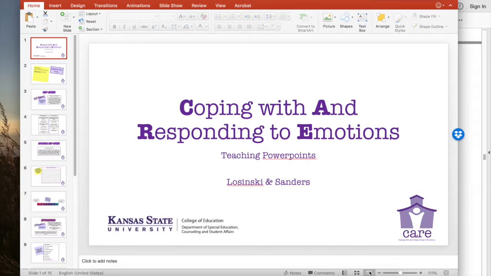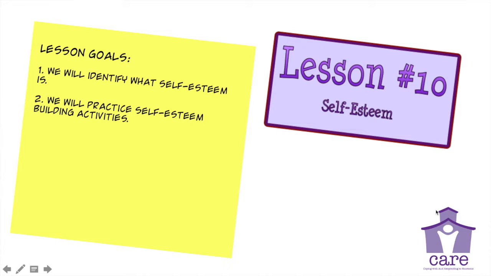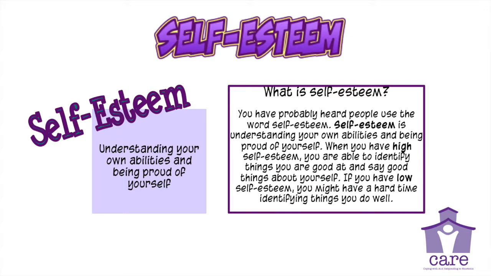Okay, and once that's done, we are ready to get into lesson 10, which is self-esteem. We've got 2 lesson goals for lesson 10. The first is we will identify what self-esteem is, and the second is we'll practice self-esteem building activities. So if you have students turn to page 70 of the student workbook, it's going to introduce them to the concept of self-esteem. And we've identified self-esteem as understanding your own abilities and being proud of yourself.